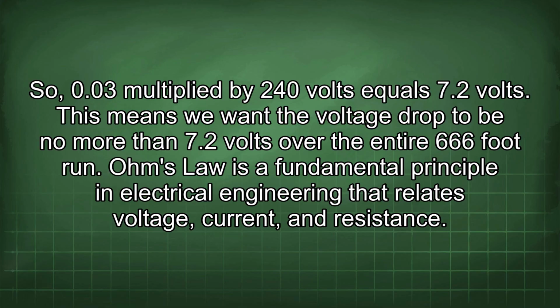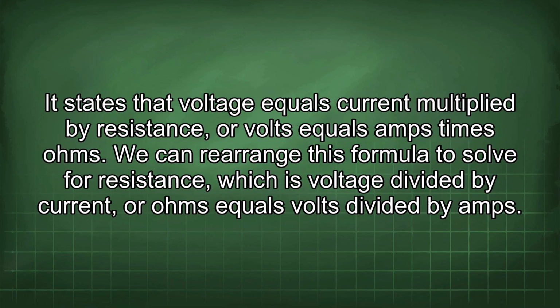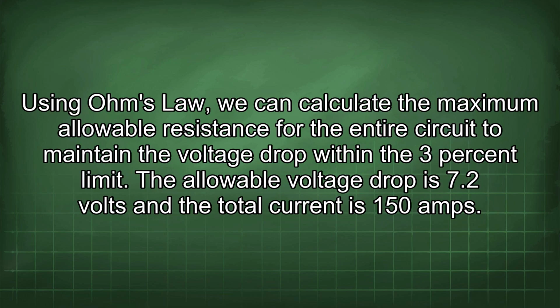Ohm's law is a fundamental principle in electrical engineering that relates voltage, current, and resistance. It states that voltage equals current multiplied by resistance, or volts equals amps times ohms. We can rearrange this formula to solve for resistance, which is voltage divided by current, or ohms equals volts divided by amps. Using Ohm's law, we can calculate the maximum allowable resistance for the entire circuit to maintain the voltage drop within the 3% limit.